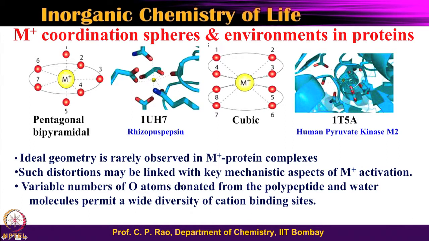The oxygens are coming from the peptide carbonyl oxygen, from side chain carboxylate oxygens, and from water oxygens. These are the main sources for the oxygen. Nevertheless, all of these alkali ions, sodium and potassium, in biological systems are more or less exclusively bonded by oxygens, with maybe a few exceptions. So, let us not worry about those exceptions, mostly that is the kind of thing that we have.